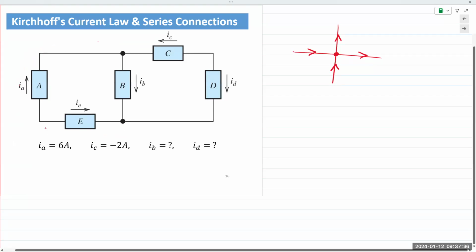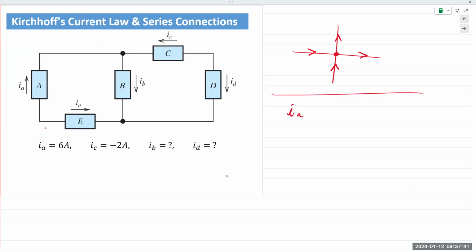Okay, so looking at the first thing in the example, I can write IA equals minus IE, or IE equals minus IA. As easy as that. And since IA is given to us, I can write IE is minus 6 amps. Make sense to everyone? They're the exact same current. They're just shown to be moving in different directions.